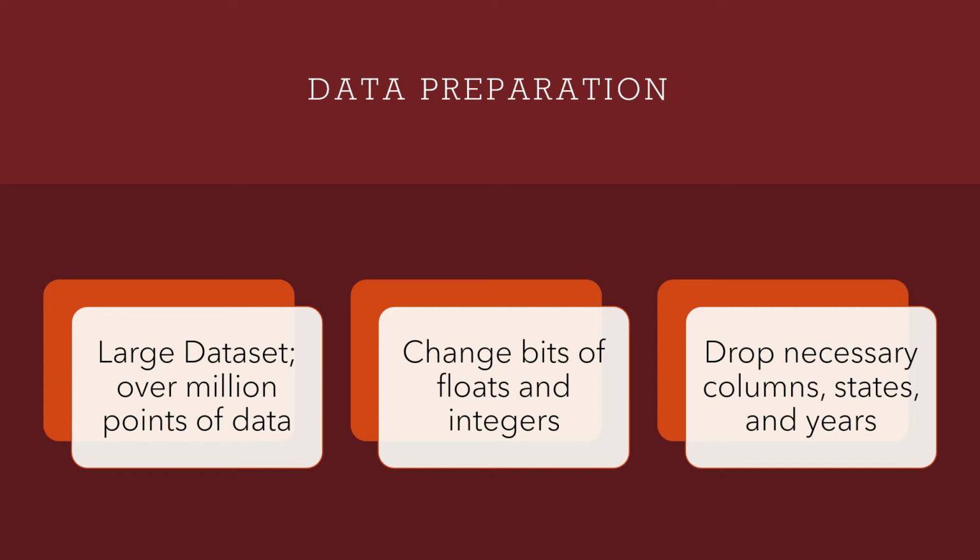So what I did was I changed the bits of the floats and integers. They were both 64-bit. I changed the float from 64-bit to 32-bit, and integers from 64-bit to 8-bit. After that, I dropped all the object columns within the data set. They were unnecessary for my project, and plus the code wouldn't run if the objects were still there.